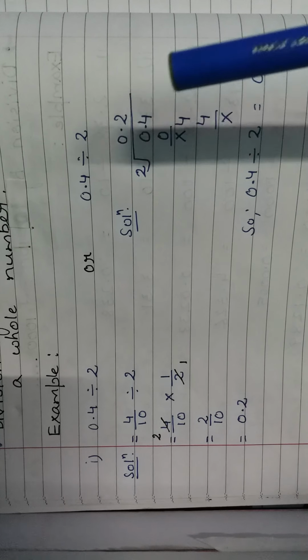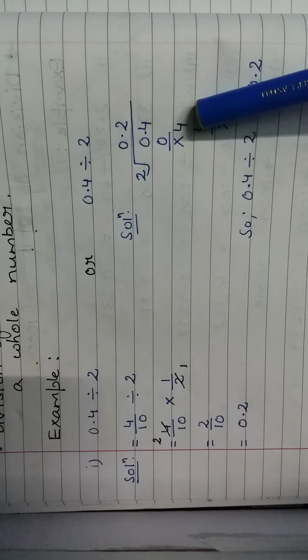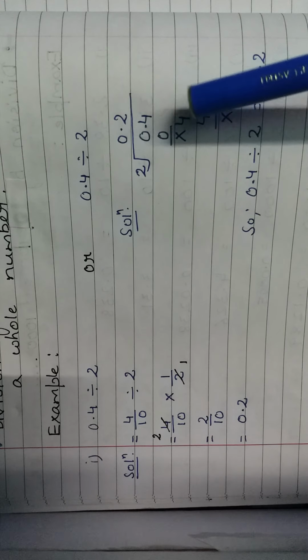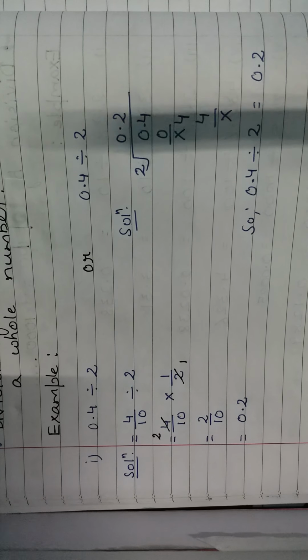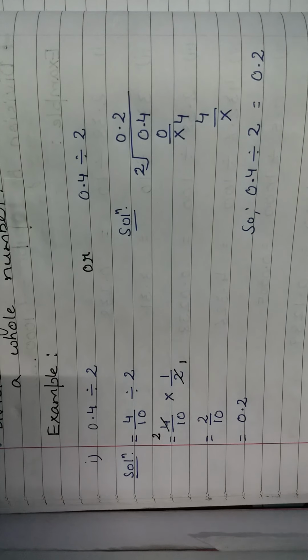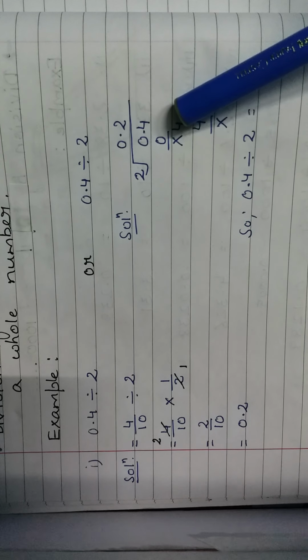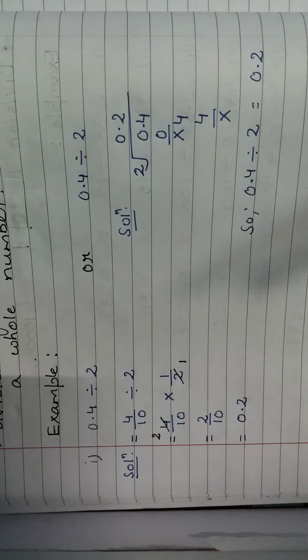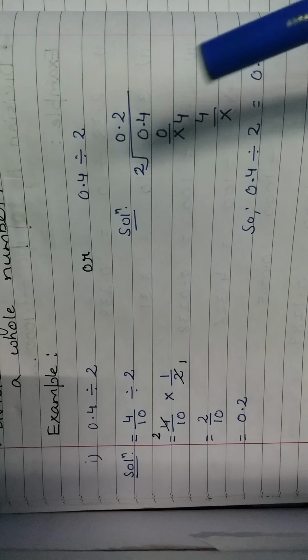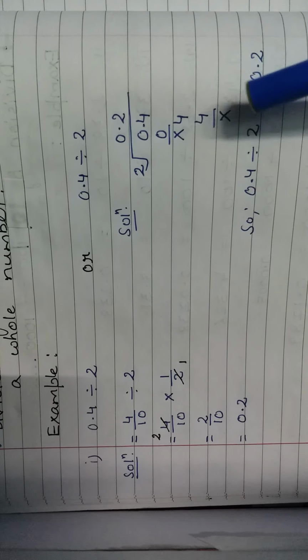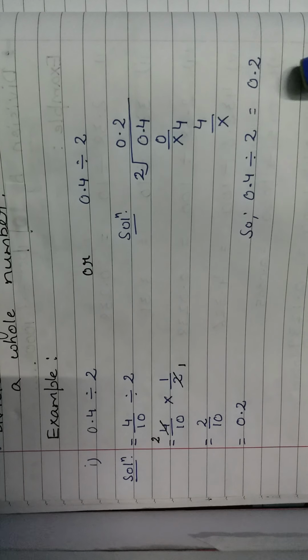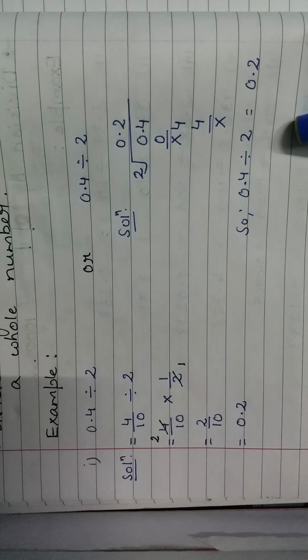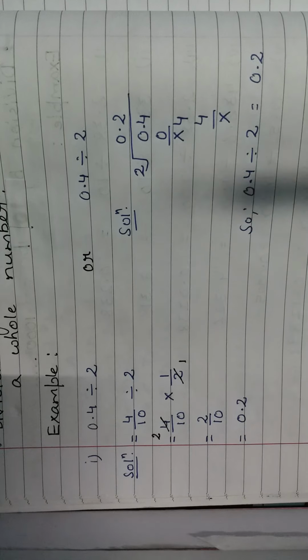Then before bringing this 4 down, it means before bringing the digits after the decimal down, we have to put the decimal in the quotient also. So I have put the decimal over here after 0. Then we can bring this 4 down. Now we have to see how many times 2 will be 4. So 2 twos are 4. Now the remainder is 0 and the quotient is 0.2. You can see in both the methods we have the same answer, that is 0.2.